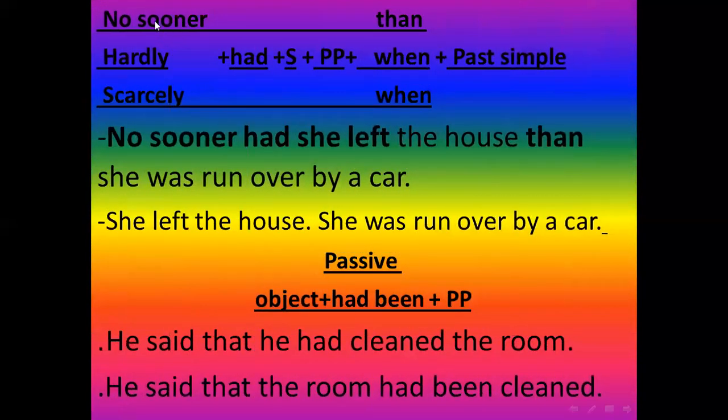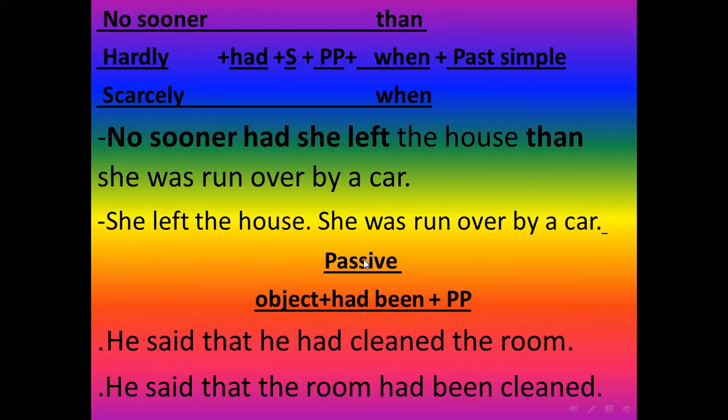What about if we begin with no sooner, hardly, scarcely? We add had plus subject plus past participle. No sooner followed by than. Hardly, scarcely followed by when plus past simple. No sooner had she left the house than she was run over by a car. She left the house, she was run over by a car.